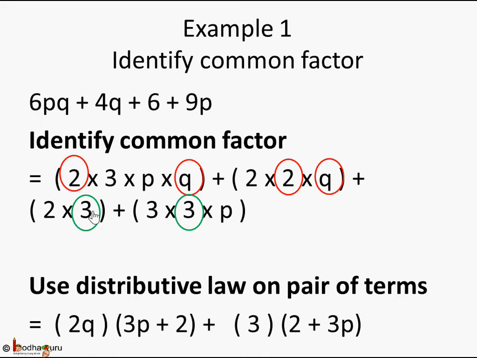So what you are going to get, A into B plus C. A is 2q in these two terms and B was left over here 3p and left over here 2, 3p plus 2. So this is the summary of this, and when you use the distributive law here it becomes A into B plus C. So A was 3 between these two, B is 2 and C is 3p left, right? So we have reduced this 6pq plus 4q plus 6 plus 9p to this.